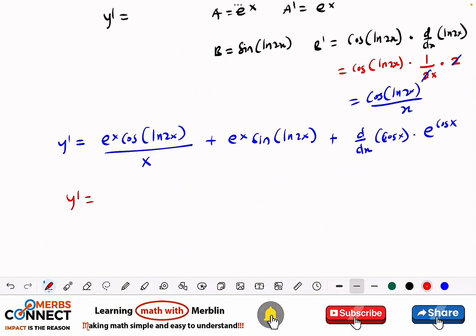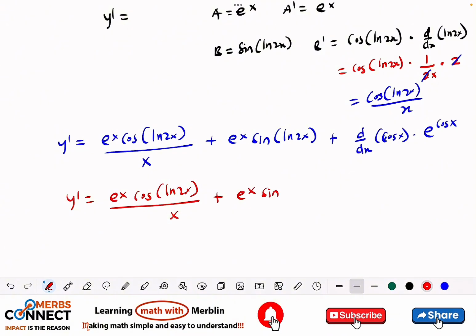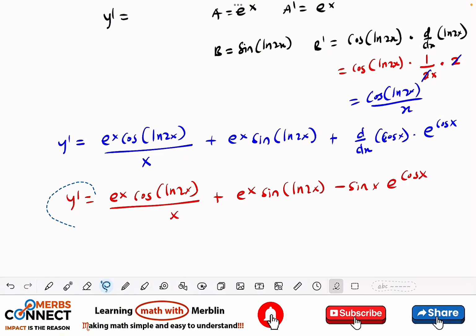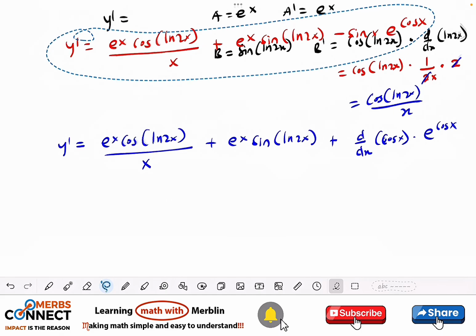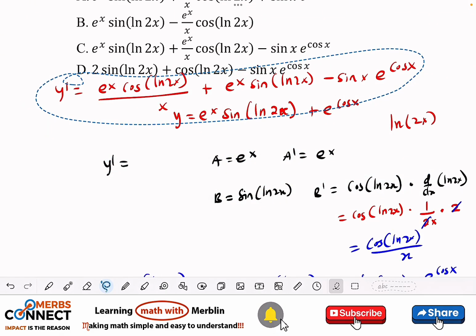So y prime will be equal to e^x cos(ln 2x) divided by x, plus e^x sin(ln 2x), plus, when I differentiate cos x, I get minus, so minus sin x e to the power cos x. So this is what you are going to get. Let's move it up there and see if we have our solution there with us.